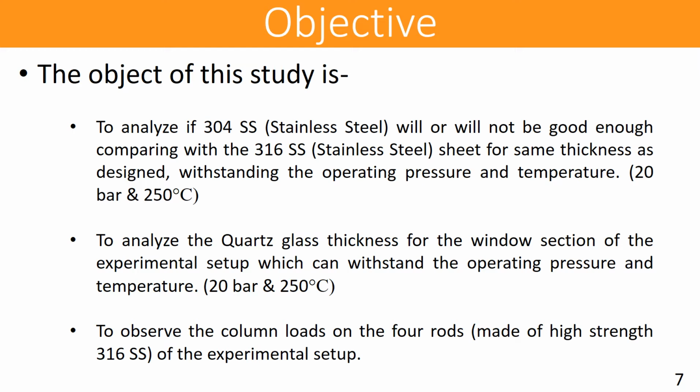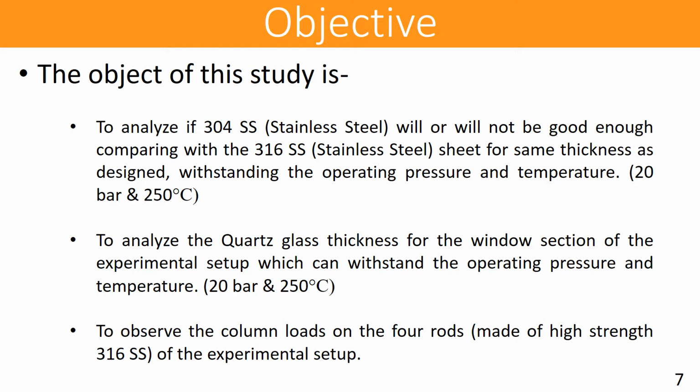So for this we need to design our experimental setup which can withstand high pressure, up to 20 bar, and high temperature. For that we need to analyze which material is suitable for us. Here I will analyze 304 stainless steel and also 316 stainless steel for our cube block, and I will compare these two materials and see what happens.